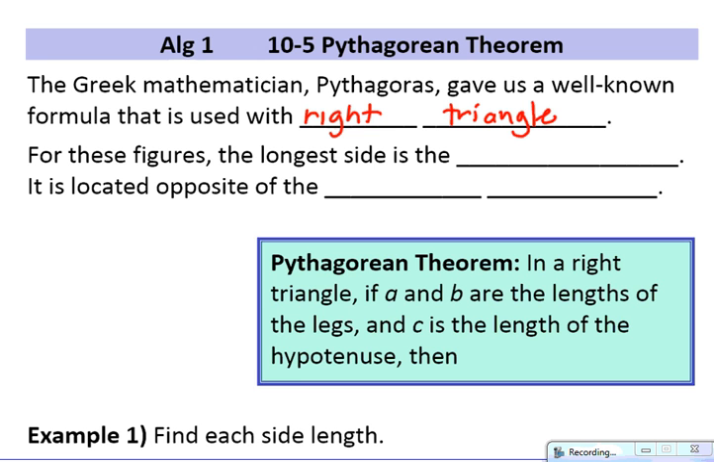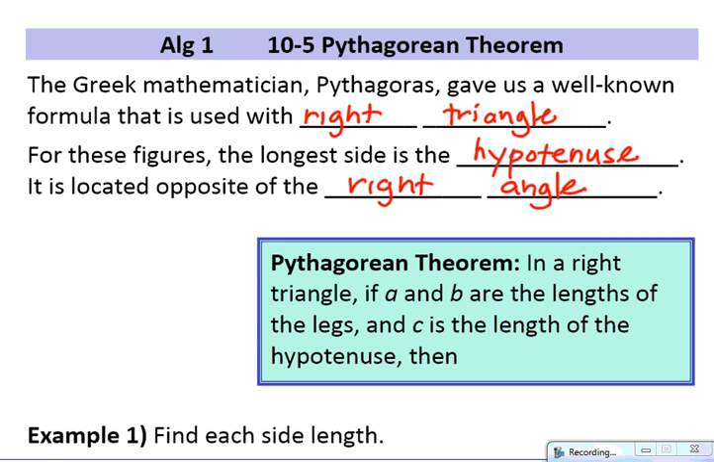So this is a triangle that has only one right angle in it, but it does have a right angle. It was developed by a Greek mathematician named Pythagoras. That's the name of it, Pythagorean theorem. For these right triangles, the longest side is called the hypotenuse. It's located opposite of the right angle.